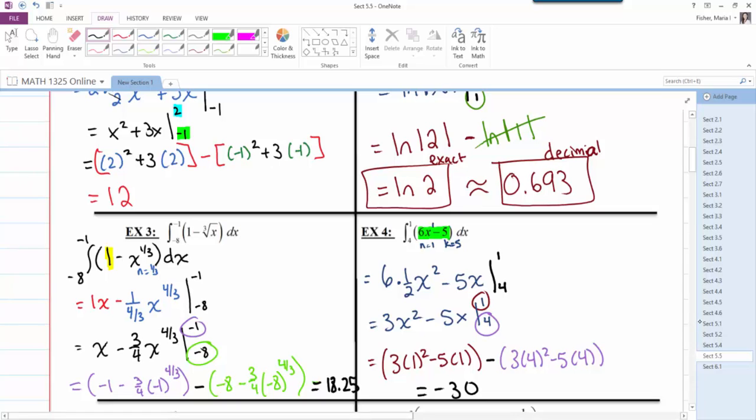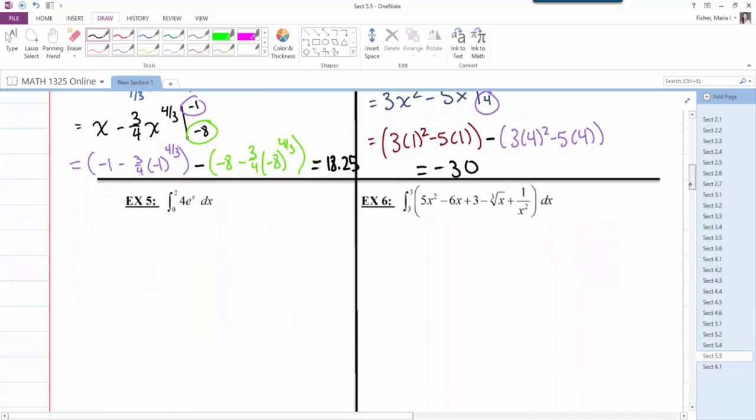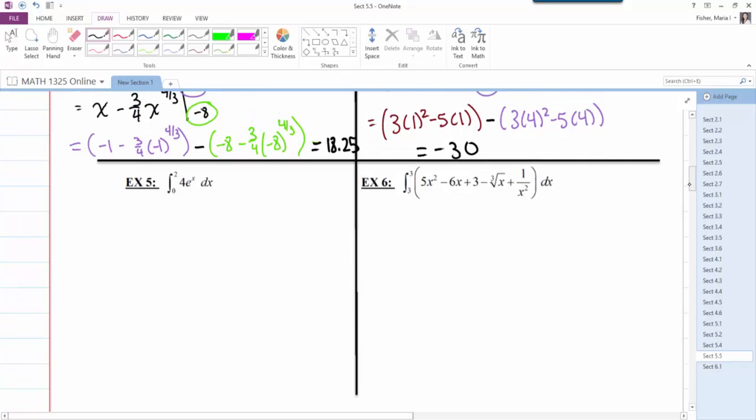Let's do example 5. Example 5 is the integral from 0 to 2 of 4e to the x dx. Again, I know how to integrate 4e to the x dx. 4 is a constant multiplier, it multiplies along. So we're looking at 4, and then the integral of e to the x is e to the x, and it gets evaluated from 0 to 2.